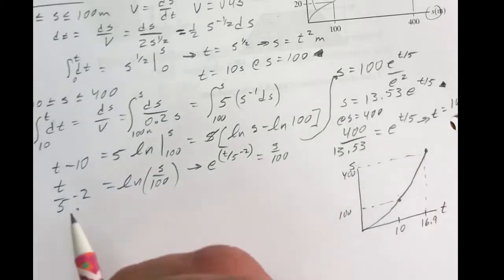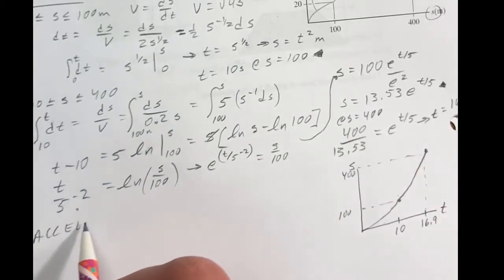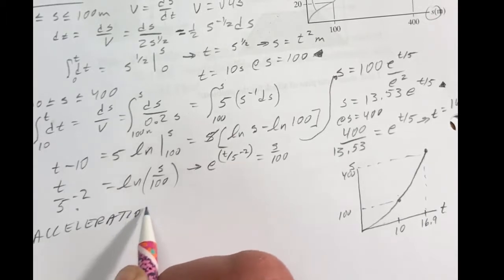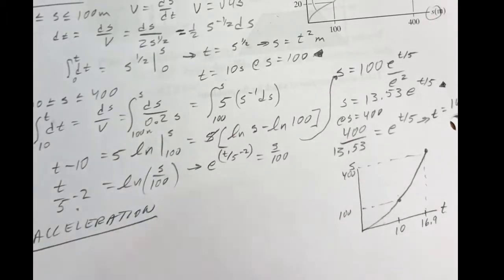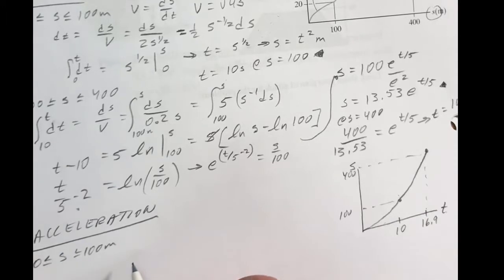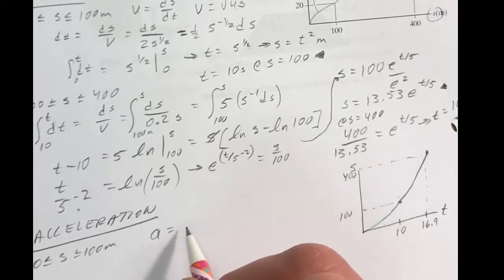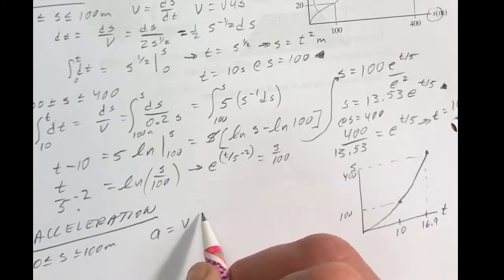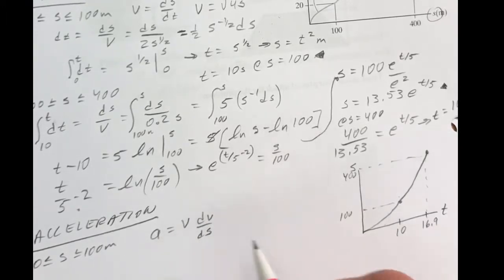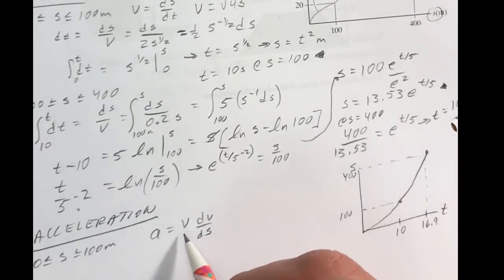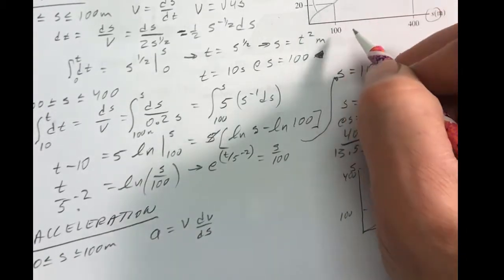And we can find the acceleration. So let's find acceleration from 0 to 100 meters. And this will be a little more straightforward. Okay, we have a relationship that we can use. Acceleration equals dv dt or v dv ds. Okay, now we know a function for v is up here.